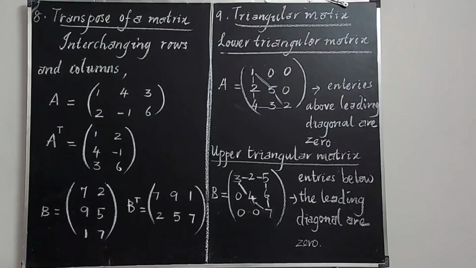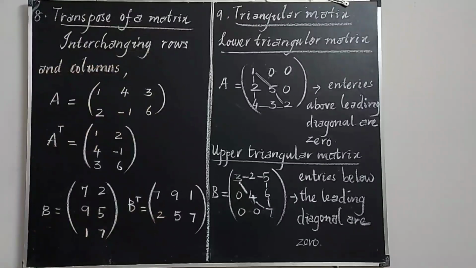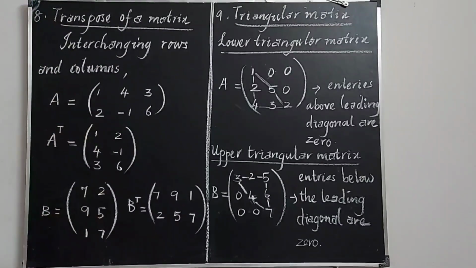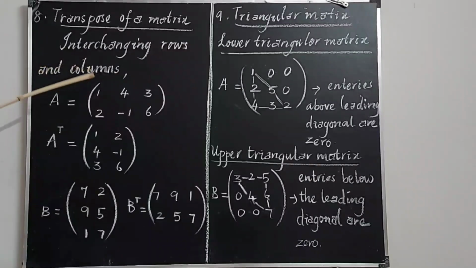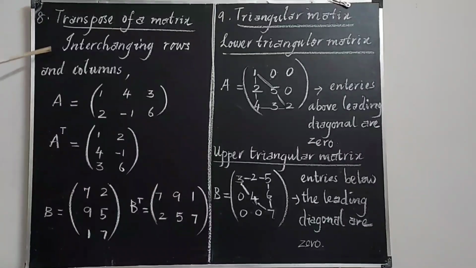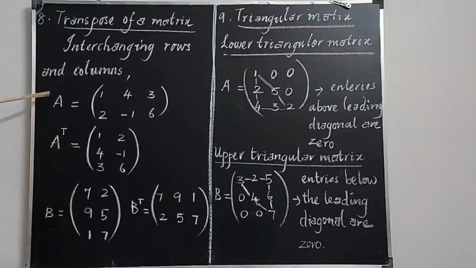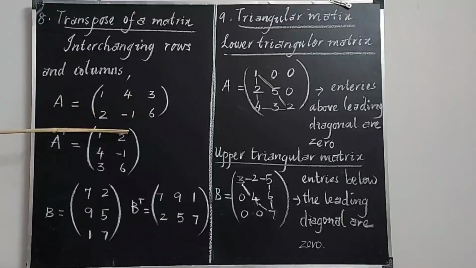Listen, what is the transpose of a matrix? The transpose of a matrix is nothing but just interchanging the rows and columns of the given matrix. The transpose of a matrix can be got by interchanging rows and columns of the given matrix. Look at the matrix A. It has 2 rows, 3 columns.